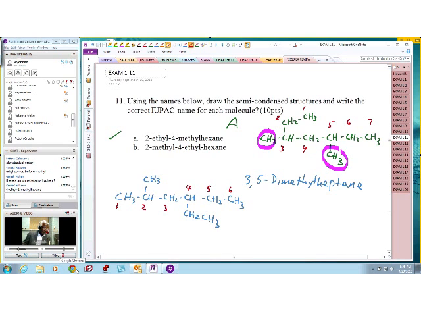4-ethyl-2-methylhexane. Excellent, very good. Keep in mind, when you write the parent name or the base name and the substituent name, there is no space between them. No space between them, okay? If there is no question on this, let us move on.